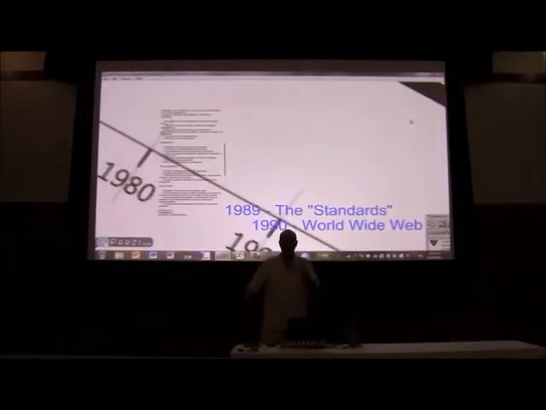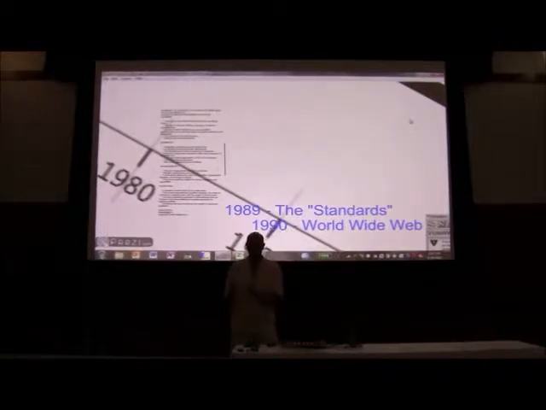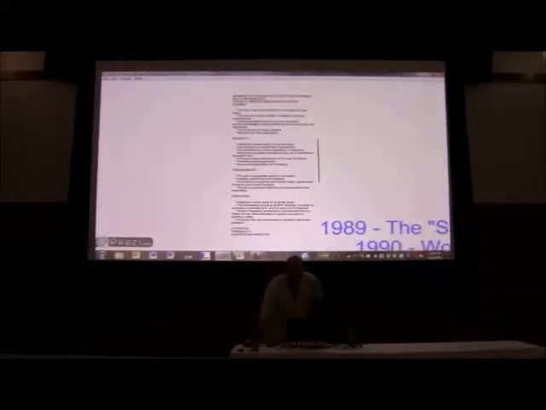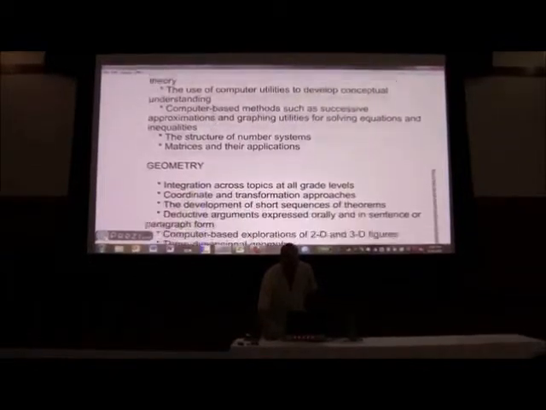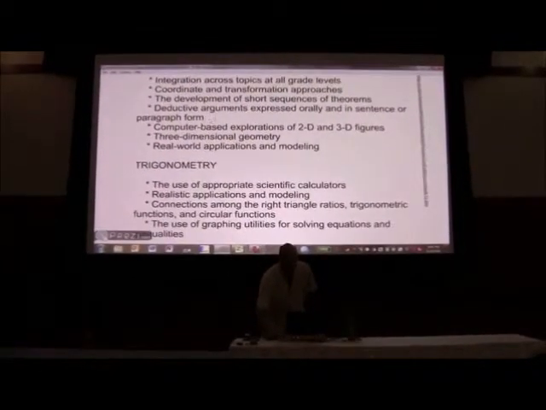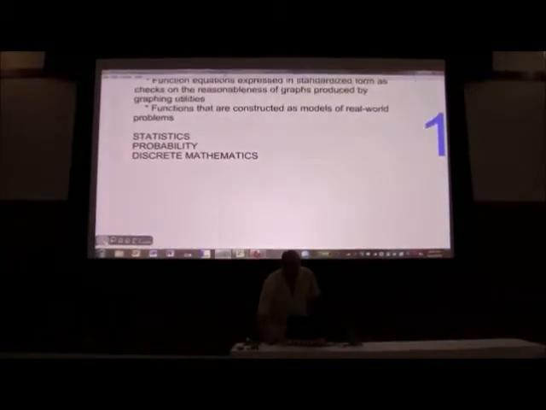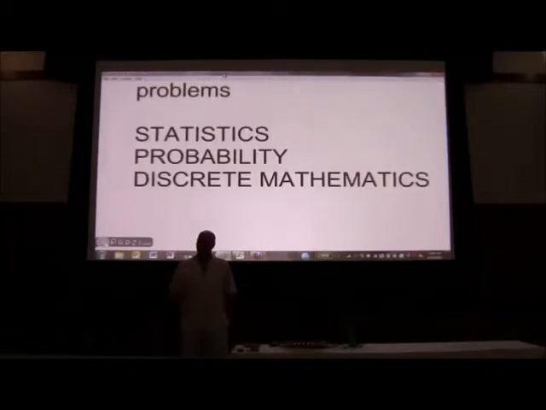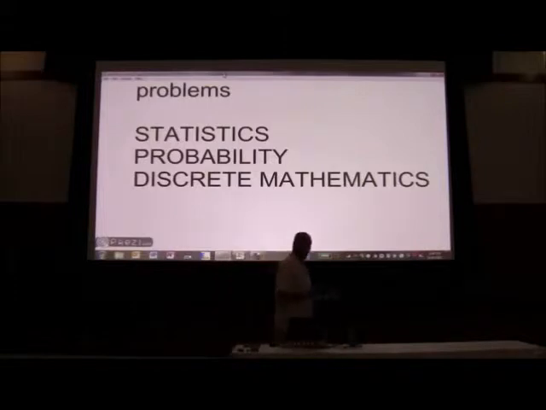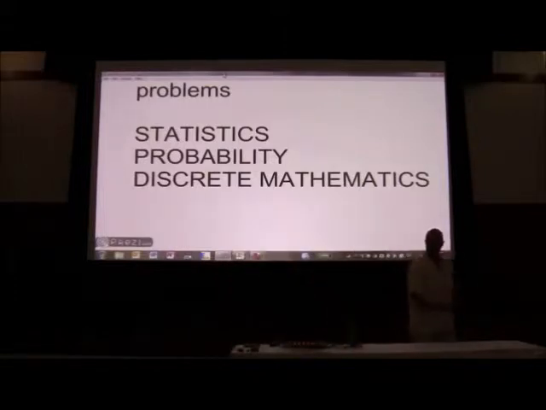Going back 1 year, the standards in 1989, the NCTM standards, I think was an attempt to try to say, hey, maybe it's time to make some changes. But if you look at the summary of changes in content and emphasis, you'll see that there are bullet points specifically saying what should happen for algebra, specifically what should happen for geometry, for trigonometry, for functions, and then here at the end, just 3 words. Statistics, probability, and discrete mathematics. And what I'd like to do for most of the rest of the talk is turn this on its head.